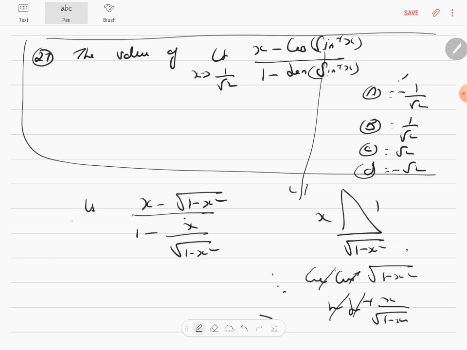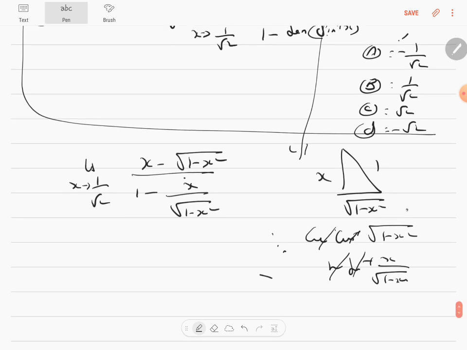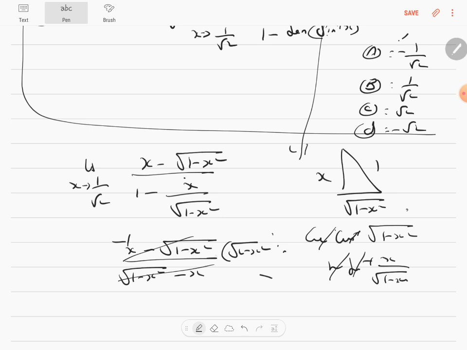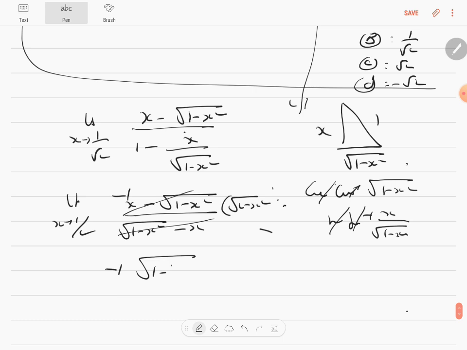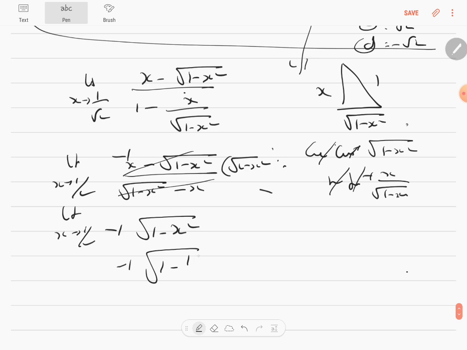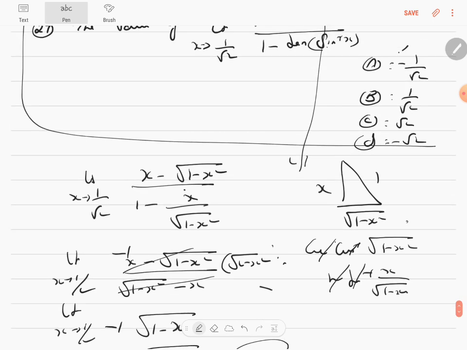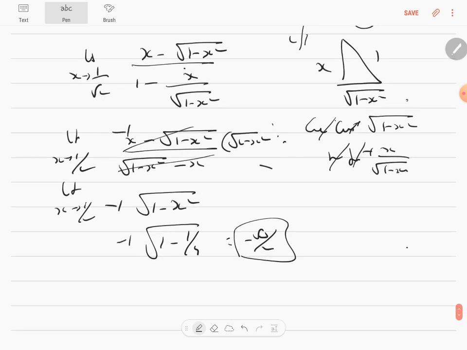So it's 1 minus x by root of 1 minus x square, limit x tends to 1 by root 2. Now I'll take the LCM: x minus root of 1 minus x square by root of 1 minus x square minus x. This itself can get cancelled by the minus, and the denominator will come up as root of 1 minus x square, limit x tends to 1 by root 2. So you have a minus 1 into root of 1 minus x square, where x is tending to 1 by root 2. Substituting, minus 1 by 4, it will be root 3 by 2 with a negative sign. So minus root 3 by 2. Do you even have an option? You don't. So there's something wrong with what I've done.